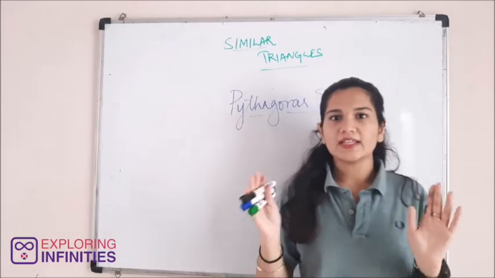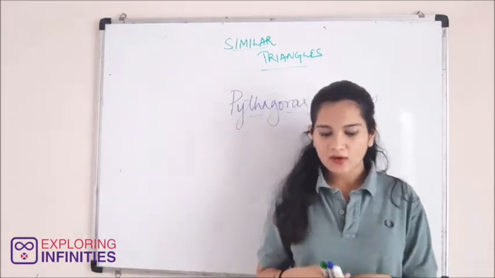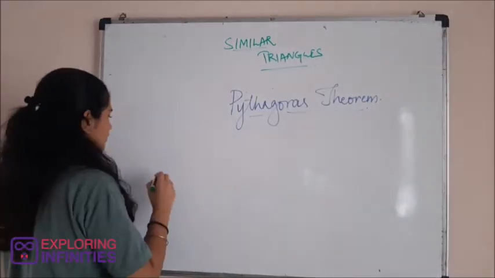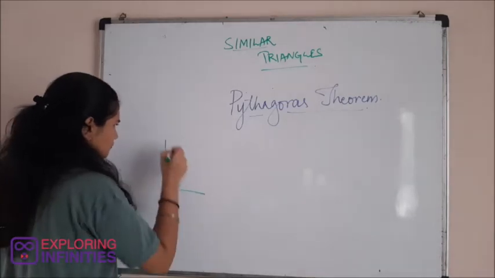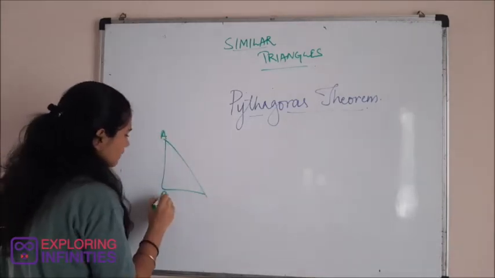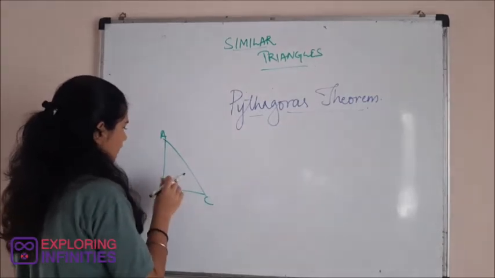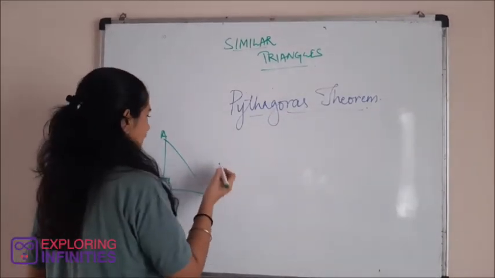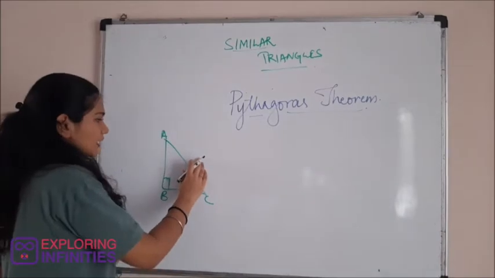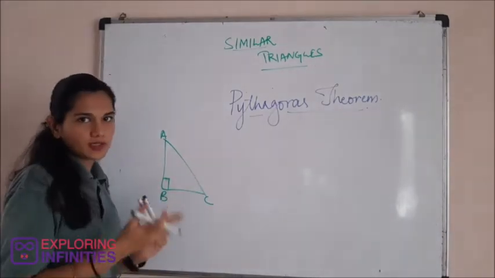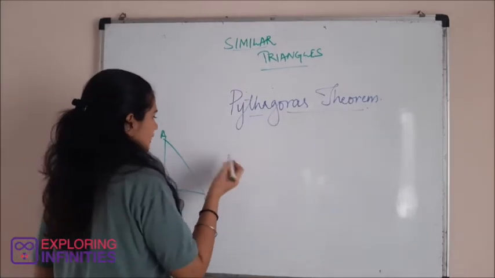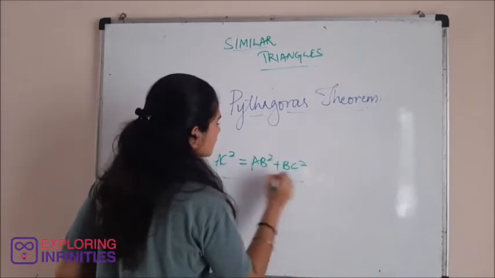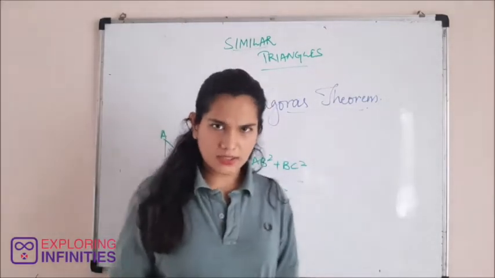Before getting into anything, I would like to give you a recap of what the Pythagoras theorem is for all those who don't remember it. If we have a right angled triangle, say triangle ABC, where angle B is the right angle, then AC would be the hypotenuse. The Pythagoras theorem states that the square of the hypotenuse is the sum of the squares of the other two sides. You might remember it this way: AC square equals AB square plus BC square. This is what we have been learning for a long time now.